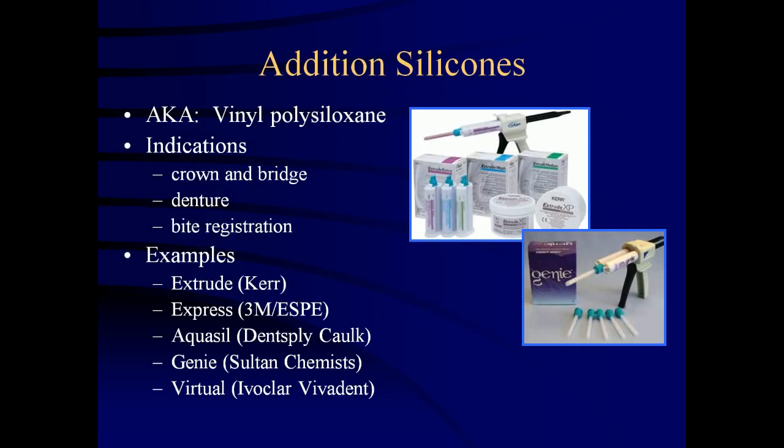So coming on to the addition silicones, it is also known as vinyl polysiloxane. It is used in the crown and the bridge. It is used in the denture. It is used in the bite registration, and the examples of addition silicones are Extrude by Kerr, Express by 3M ESPE, Aquasil by Dentsply Caulk, Genie by Sultan Chemists, Virtual by Ivoclar Vivadent.